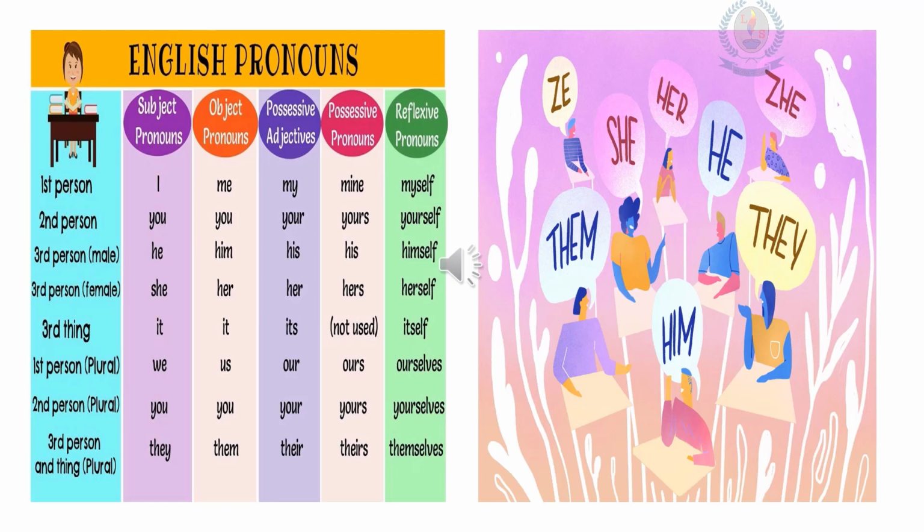Likewise, we have pronouns placed in the first person, second person, and third person. Subject pronouns we use at the beginning of a sentence. Object pronouns come at the end or in the middle of a sentence. Possessive adjectives are my, your, his, her, its, our, your, and their. Possessive pronouns are mine, yours, his, hers, ours, yours, theirs. You will learn more about this in the next lesson.